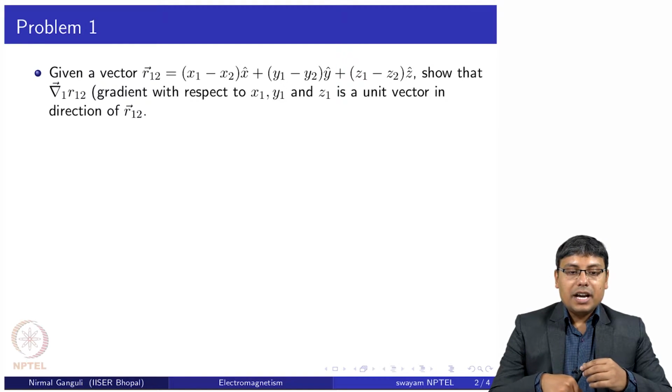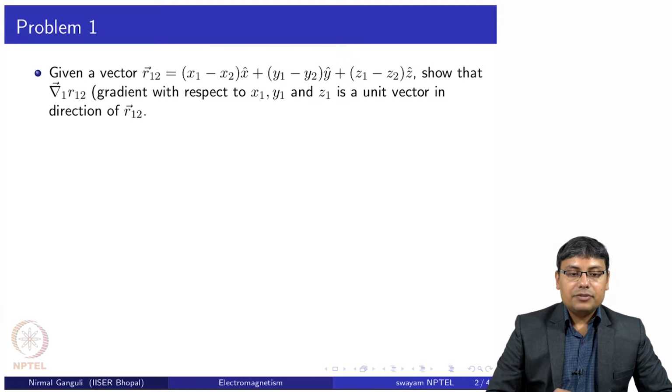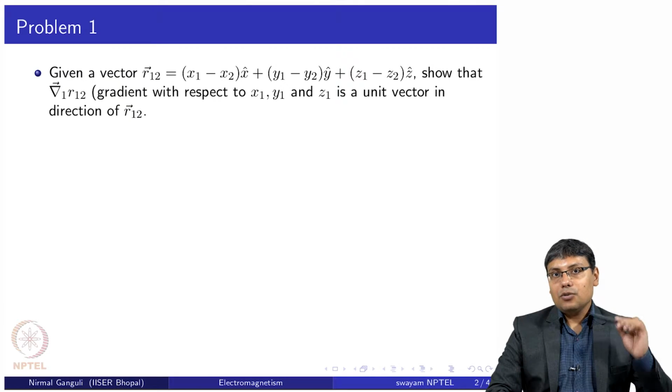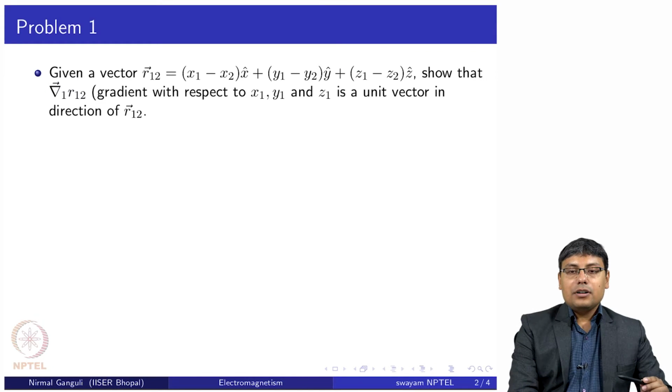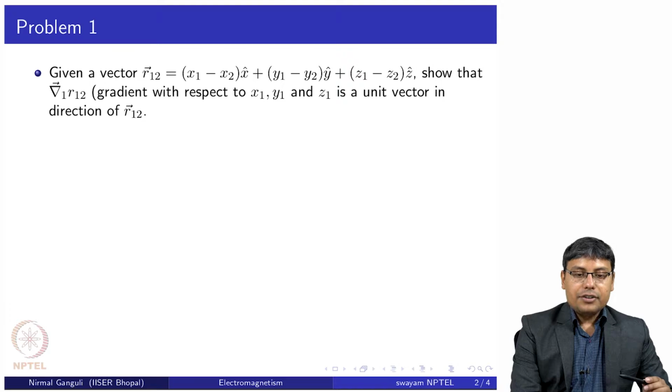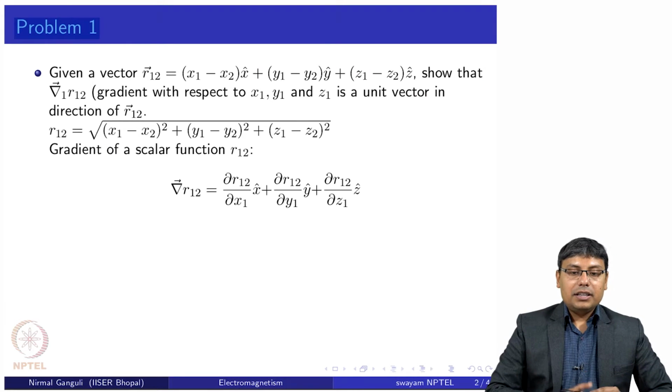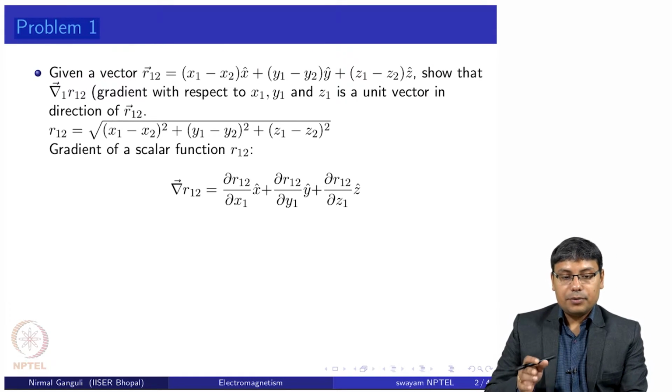So, we have this problem: we take the gradient with respect to x1, y1 and z1, that is gradient 1, of the magnitude of this displacement vector r12. You can now pause the video and try solving it yourself. After you have tried solving it, let's see how it can be worked out.